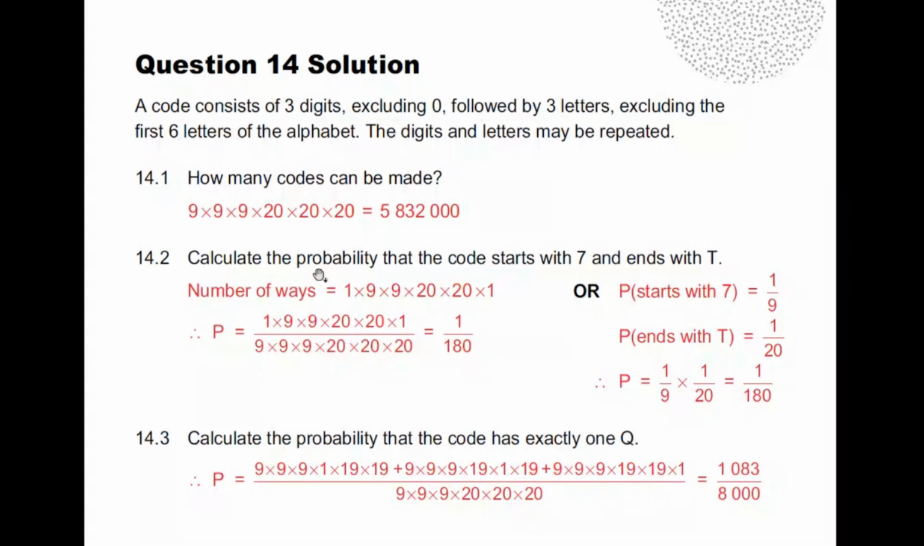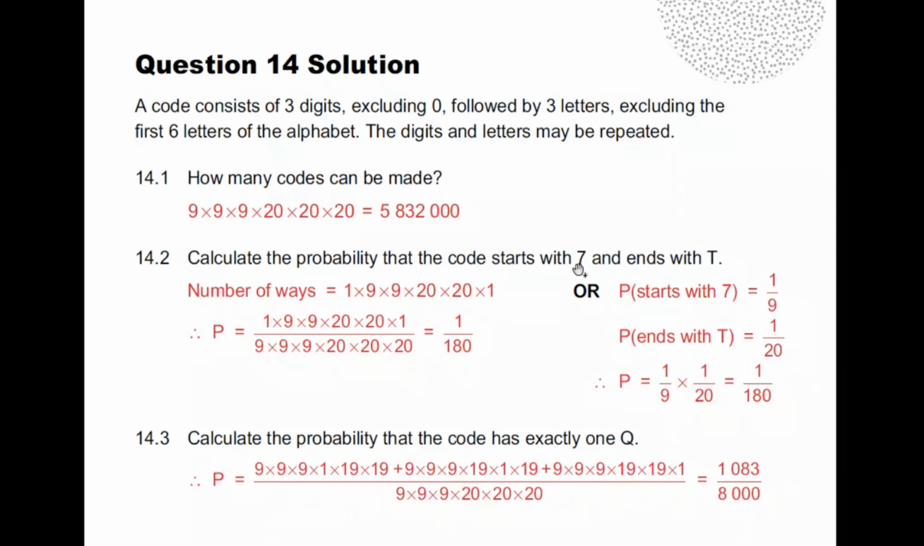Okay, so I think we can start going a little more quickly. 3 digits, excluding 0, so they're 9. I may repeat, so it's 9 times 9 times 9. Letters, excluding the first 6: 26 letters in the alphabet, minus the first 6 is 20. I may repeat them, so 20 times 20 times 20. So that's it.